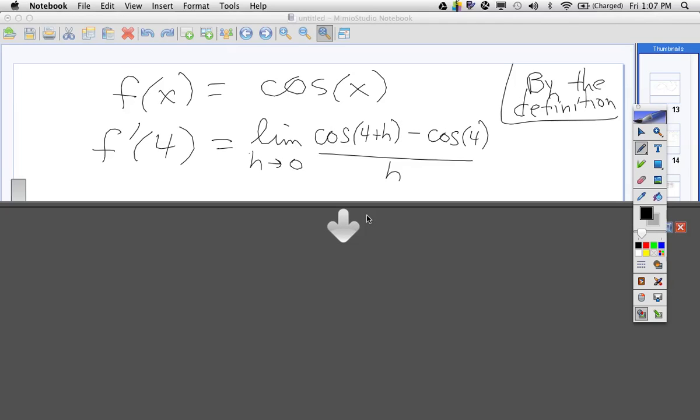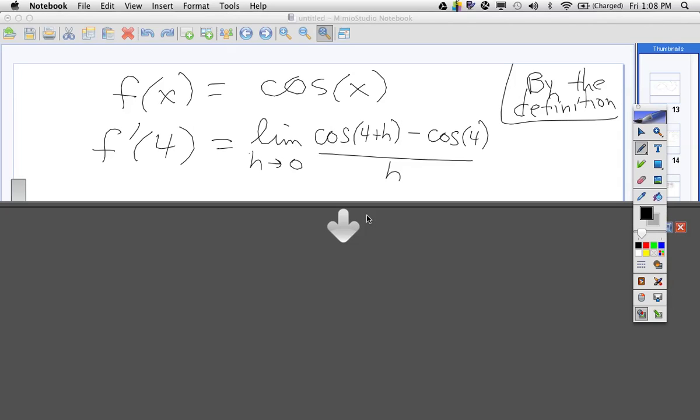Somebody got the next version after that then. Cosine of 4 plus h minus cosine of 4 all over h. Right? So we get that. Now, what's the algebra I was warning you about? You cannot distribute cosine there, okay? Because this does not mean cosine times 4 plus h. So that's not a distributive, okay? So you cannot do that.